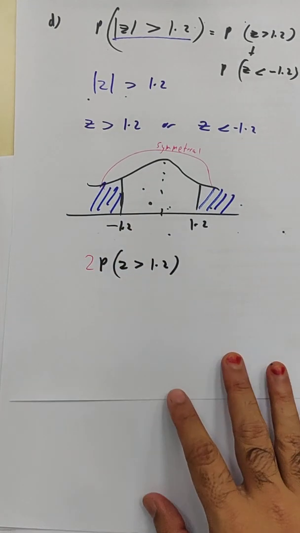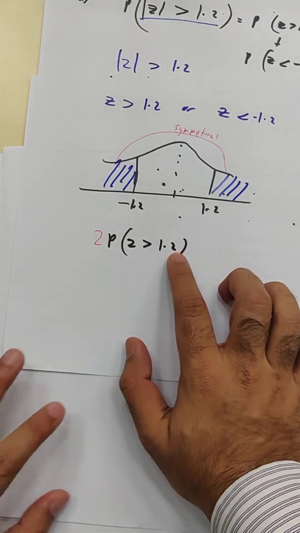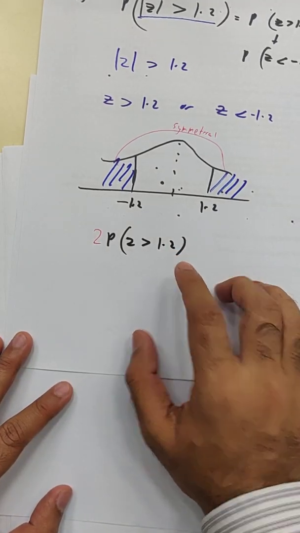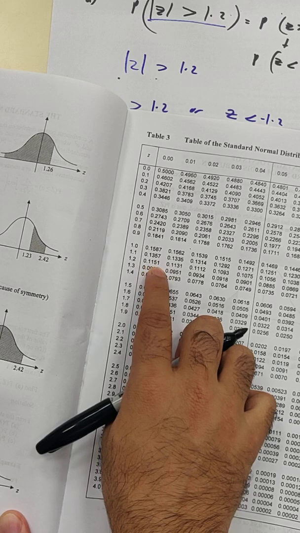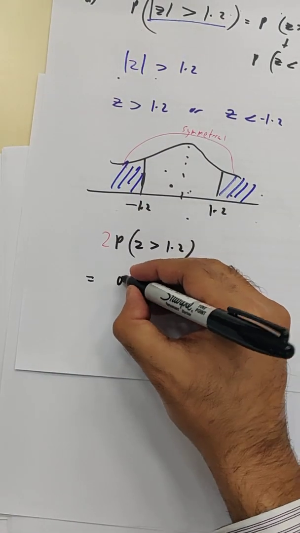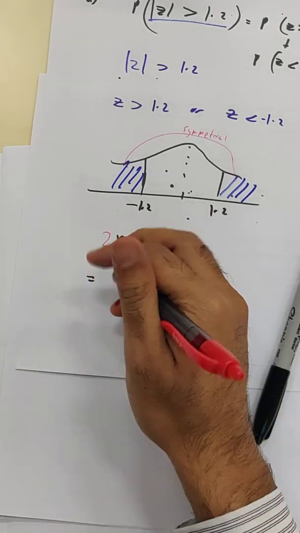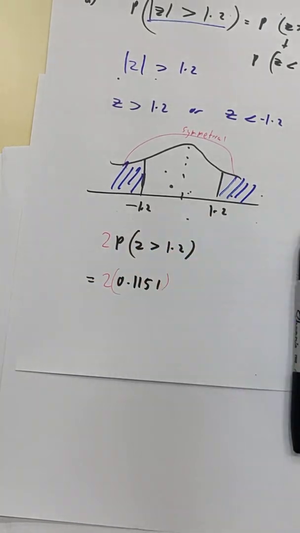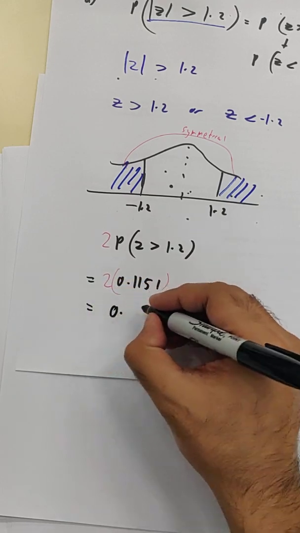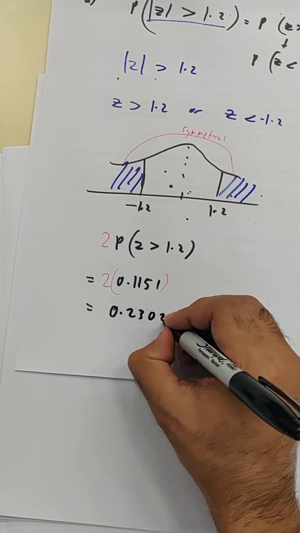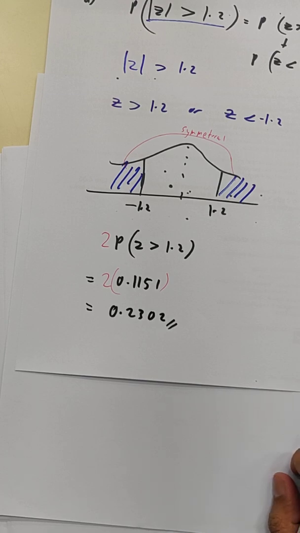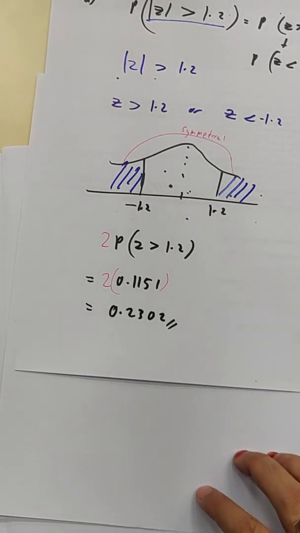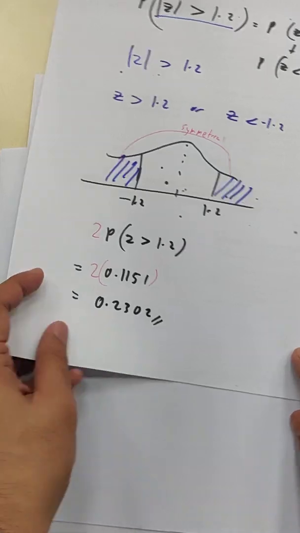And I can get the answers. And 1.2 will be 0.1151, 0.2302. Calculating from left to right. All right. Yeah, I wish I have a bit more time.